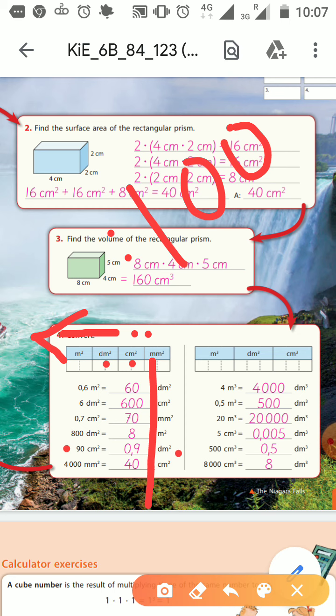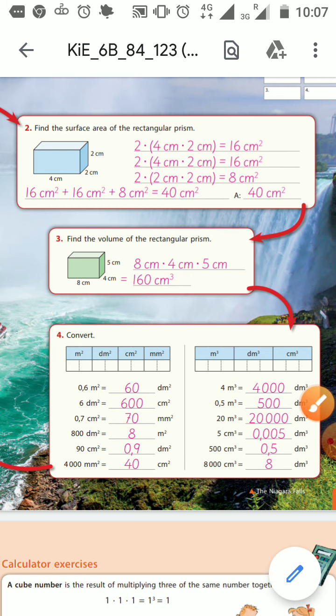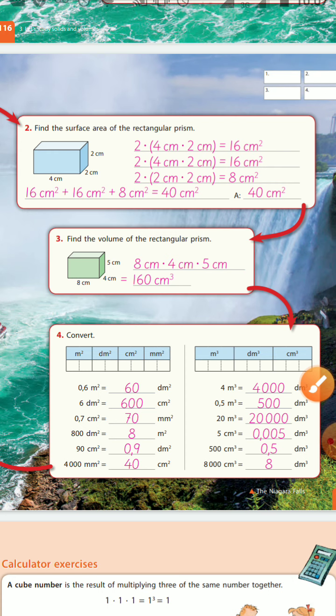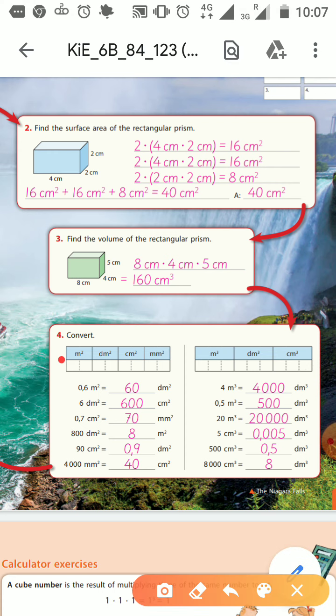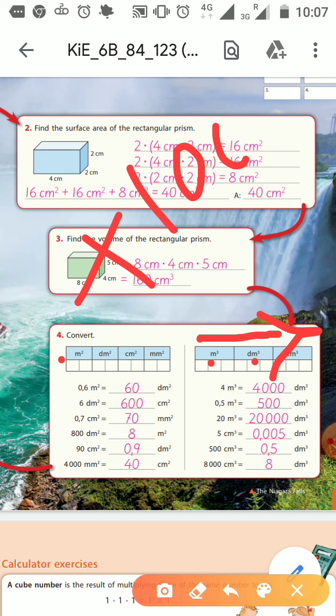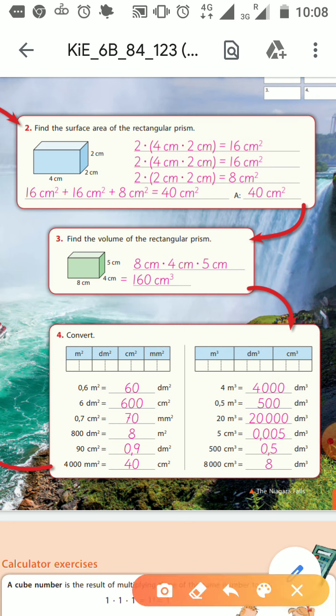Now, meters cubed, a bit different. On this one, remember, when we use meters cubed, because it's bigger than the meters squared, this time we actually times. I'll give you an example, 4 meters cubed to decimeters. So it's going to the right, all right? So we times by 1,000. So 4 times 1,000 is 4,000. There's the other answers here as well. 0.5 times that by 1,000, it's 500.